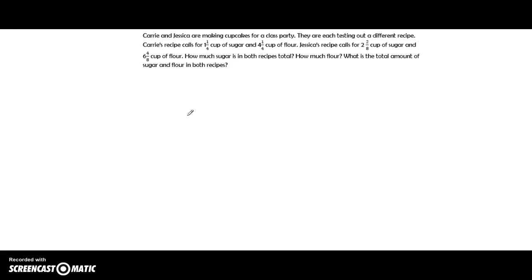fractions. The problem goes, Carrie and Jessica are making cupcakes for a class party. They are each testing out a different recipe. Carrie's recipe calls for 1 1/4 cup of sugar and 4 1/4 cup of flour. Jessica's recipe calls for 2 2/8 cup of sugar and 6 4/8 cup of flour. How much sugar is in both recipes? Total. How much flour? What is the total amount of sugar and flour in both recipes?